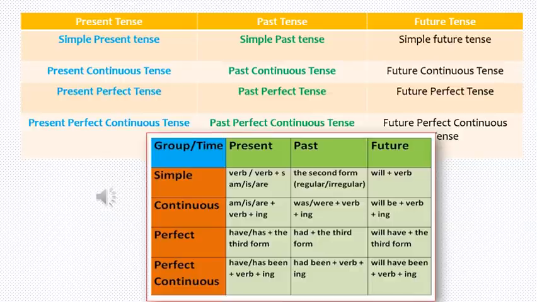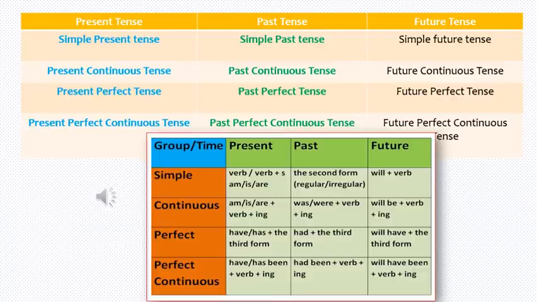Future perfect tense. And the last one is a future perfect continuous tense. This tense is used to describe an action that is continuing into the future and will be completed at a specified time in the future. Example, I shall have been living in Mumbai for 5 years by May 2021. Okay.